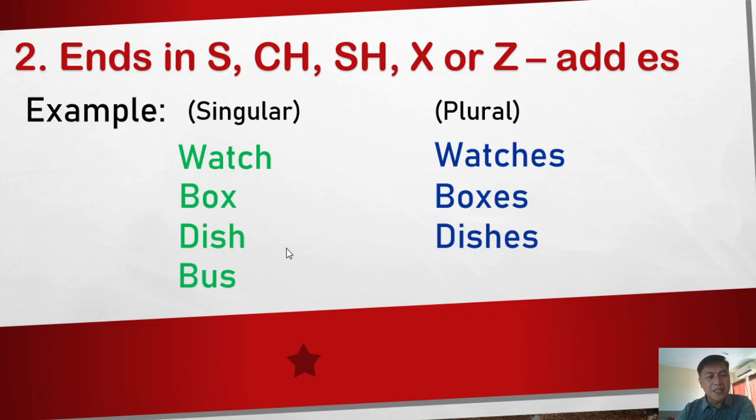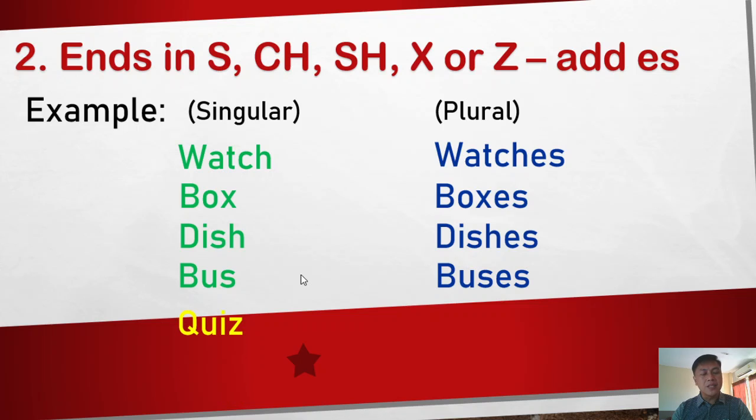Next example is bus. The word ends with the letter s, so just simply add es. That becomes buses. One bus, two buses.